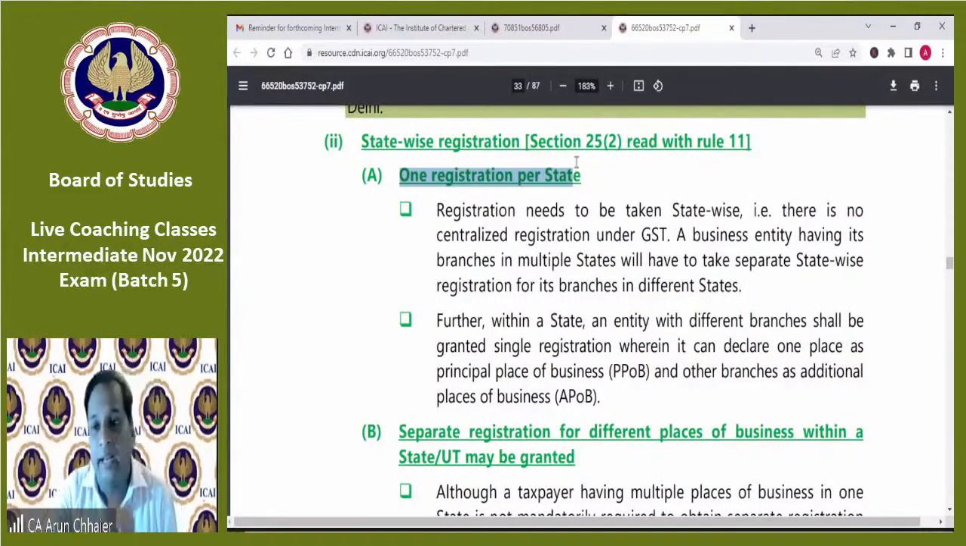For example, I'm doing business in UP and I have one place of business in Noida and one place of business in Kanpur. I have the option to take a single registration in which I will disclose one address as the principal place of business, let's say Noida, and the second place as an additional place of business, let's say Kanpur. And the second option: if I want to take a separate registration for Noida and a separate GST registration for Kanpur, that is also permissible, even for the same business vertical.